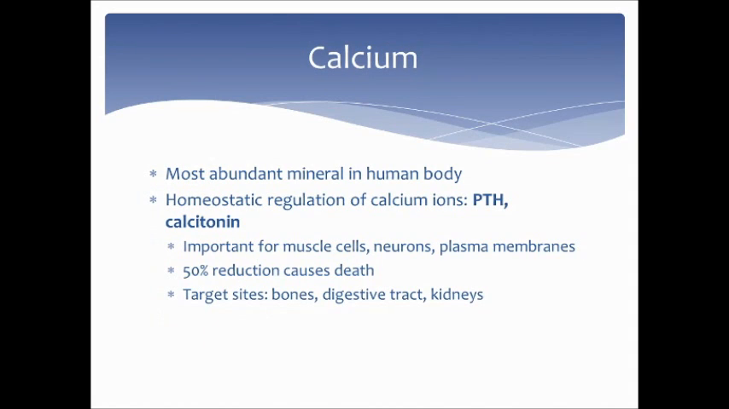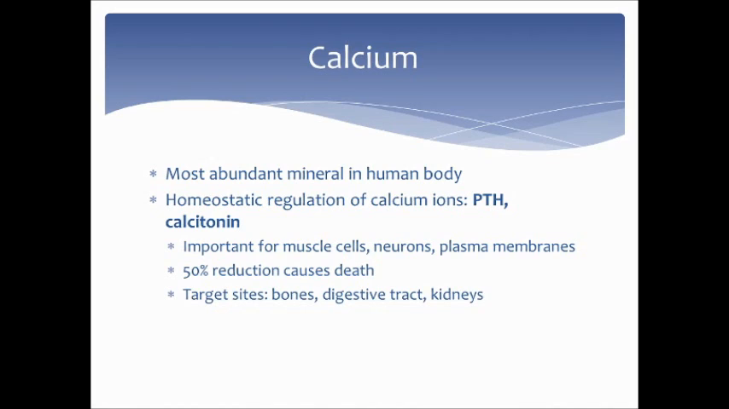So calcium is the most abundant mineral in your body. The regulation of calcium ions comes from parathyroid hormone and calcitonin. So think of when calcitonin tones down the amount of calcium you have. It lowers the amount of calcium in your blood by putting it back into bone. Parathyroid hormone raises the amount of calcium that you have in your blood by releasing it from bone.